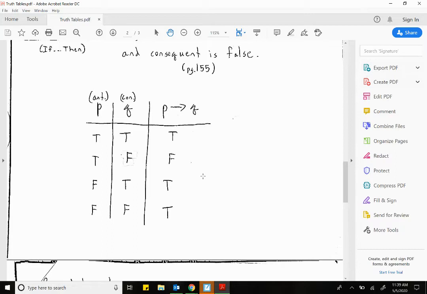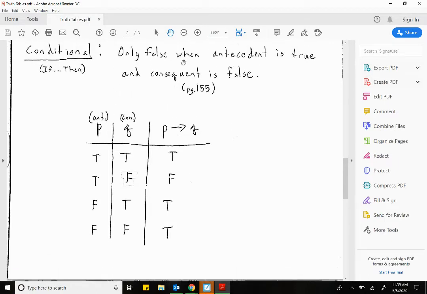When it comes to negations, ands, ors, and biconditionals, you can look at any column in whatever order you want. But when it's conditionals, you need to really look at it from the antecedent column to the consequent column. Okay, so this is false to true, and that's a true statement, and false to false is a true statement. And conditionals are only false when the antecedent is true and the consequent is false.